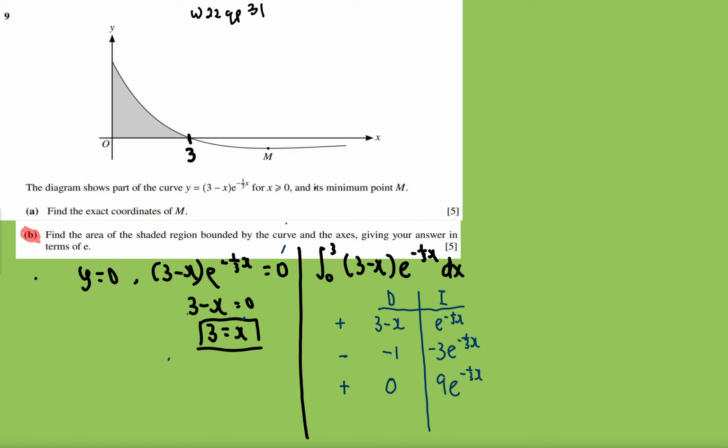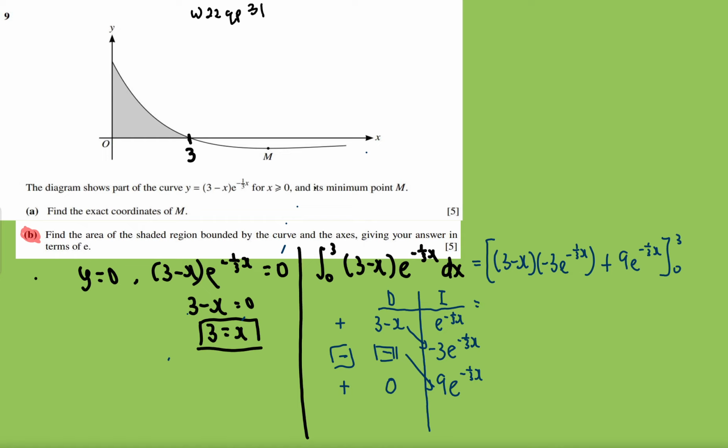Okay, so now we are going to substitute. So diagonally, we are going to multiply. So I have 3 minus x multiplied by negative 3e to the power of negative 1 over 3x. And then I have negative negative, that will be positive 1, multiplied by 9e to the power of negative 1 over 3x. And our limit is from 0 to 3.